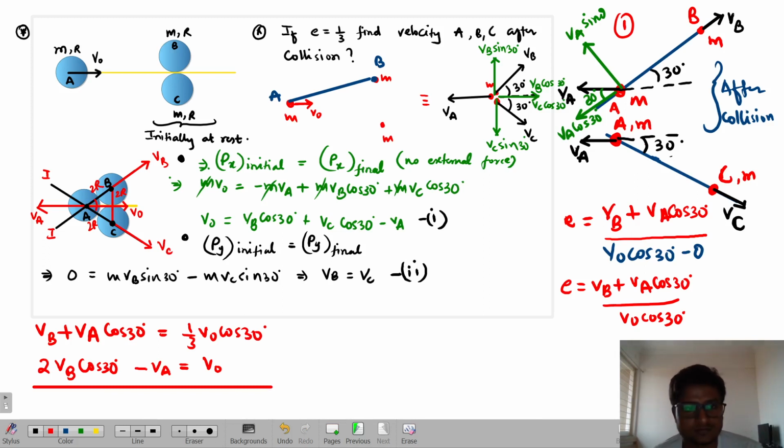Right or not? So this is how we will do. This is one of the toughest problems. It's given in IRODOV, but you can do it in an easy way. Can we move to the next problem?